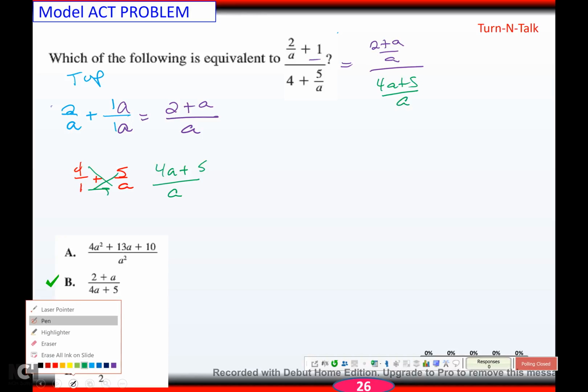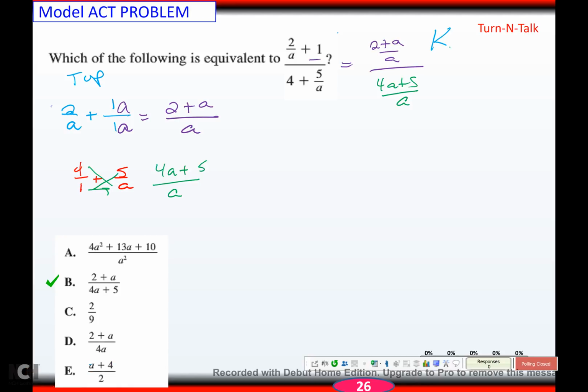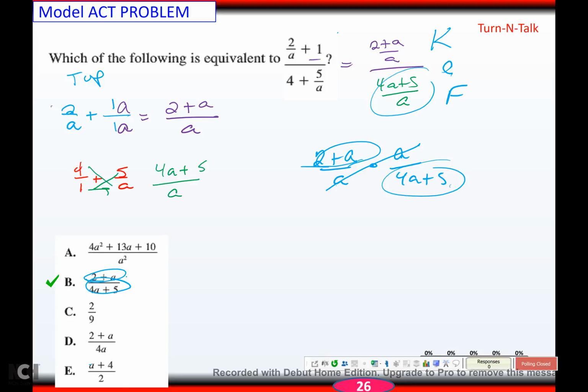Now that I have all of the operations on top and bottom done, now I can keep, change, flip. So I'm going to keep the 2 plus a over a, change to multiply, and flip this guy over. So it'll be a over 4a plus 5. Well, the a's cancel, and I'm left with 2 plus a on top and 4a plus 5 on the bottom. Done.